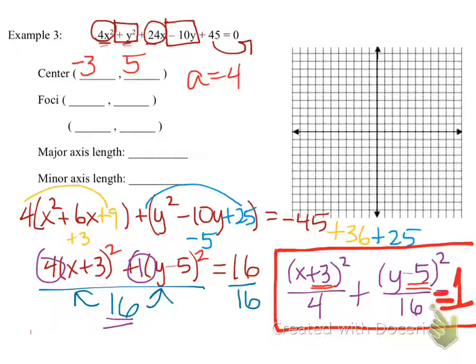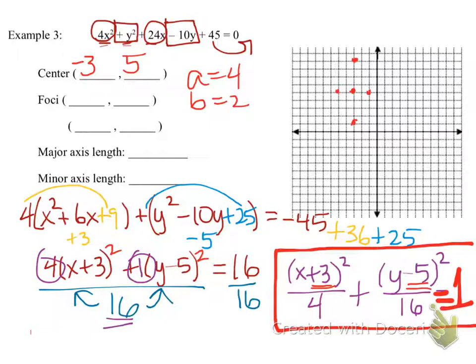My a is 4. My a is 4 and my b is 2. Keep in mind your a is always your bigger denominator, so the square root of 16 is 4. So I'm going to graph my center at -3, 5. And then again, since my 4 is underneath the y, I'm going to move up 4 and down 4, so this is going to be a vertically elongated ellipse.